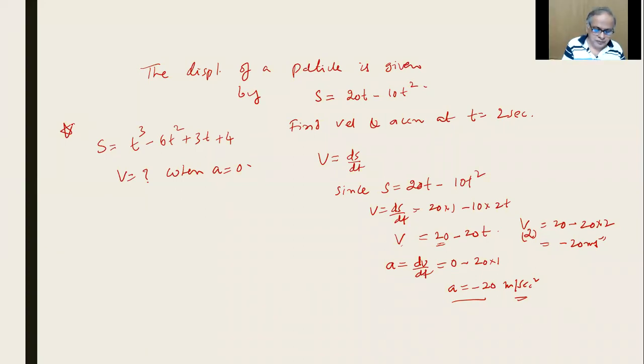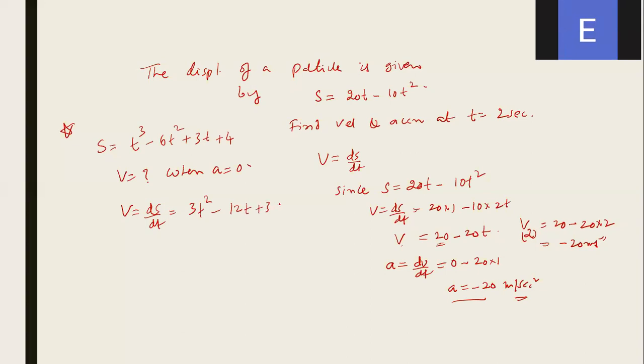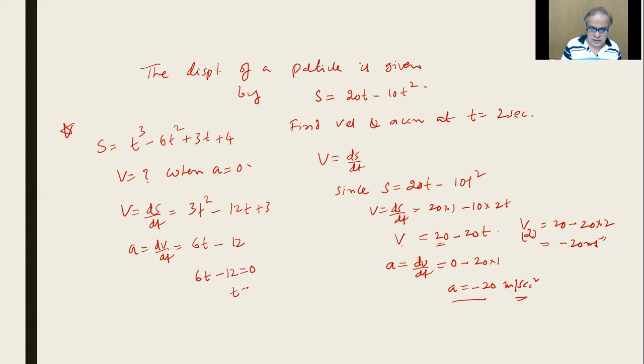So Vishnu, tell me, what should I do? Sir, first we have to find out velocity, ds by dt. Yes, sir. Now, how much is it? 3t square. Good. Then minus 12t plus 3, plus 0, right? Then acceleration, dv by dt. 6t minus 12, and that is equal to 0. Now make this as 0. So t equals how much? 2. Go back to this, 2 seconds.